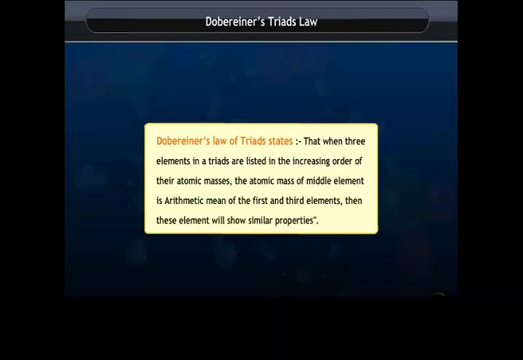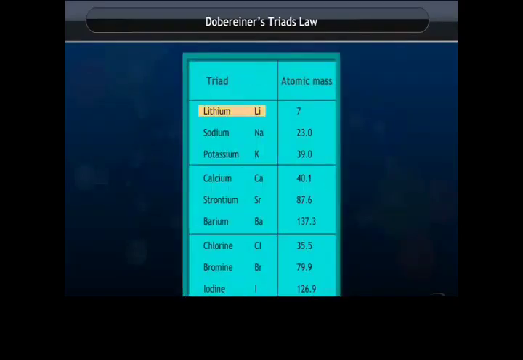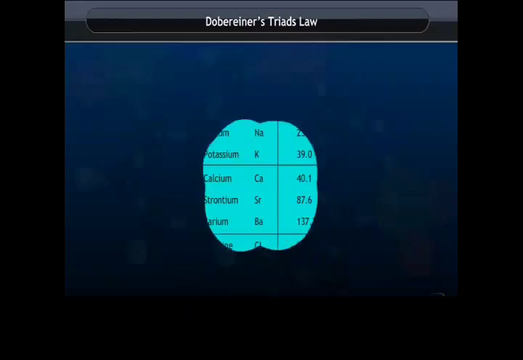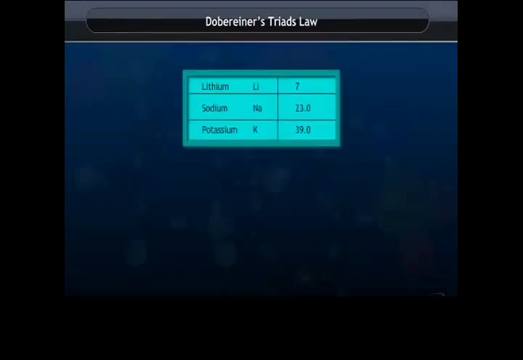Let us take the first group of triad, that is lithium, sodium and potassium. The atomic mass of sodium is the average atomic mass of lithium and potassium. Let's calculate. The atomic mass of lithium is 7 and potassium is 39. The average atomic mass of lithium and potassium is equal to (7 + 39) divided by 2, which is equal to 23. What is 23? 23 is the atomic mass of sodium.